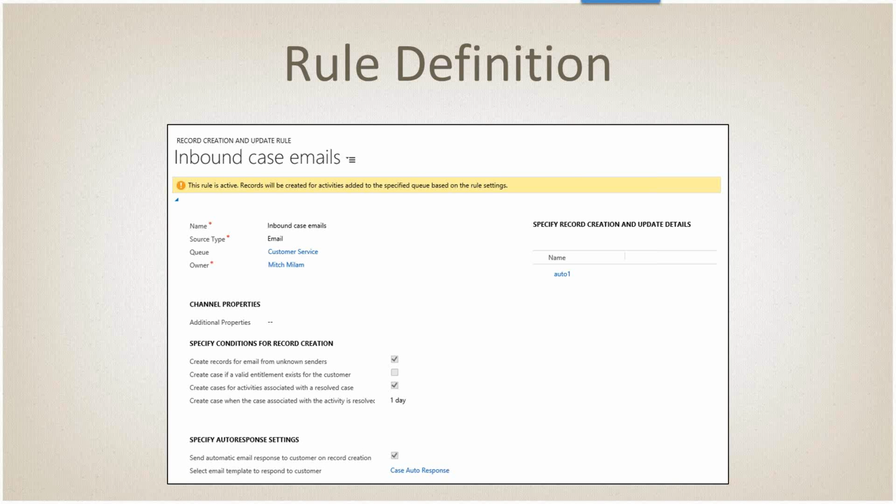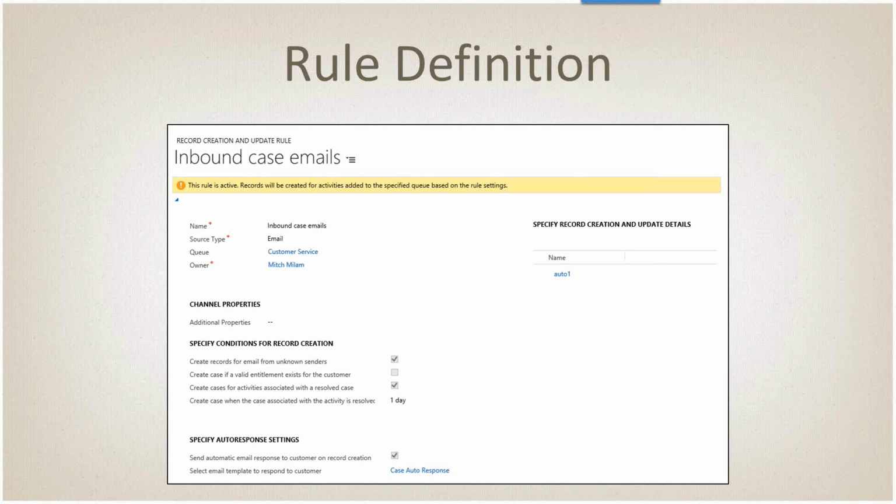So what I did here is I actually created this. It's called a record creation and update rule, or case creation rule, is what most people call it. So I gave it a name, I have a source type, and then I tie it to a queue. Remember that customer service queue that we talked about earlier? This is it. Okay. So what this is going to say is, I would like to create a record anytime an email hits that queue.